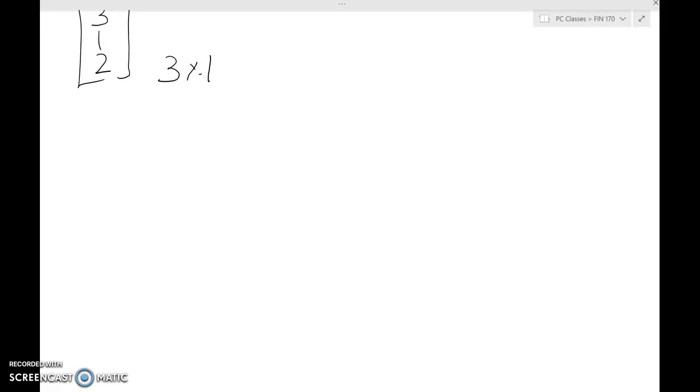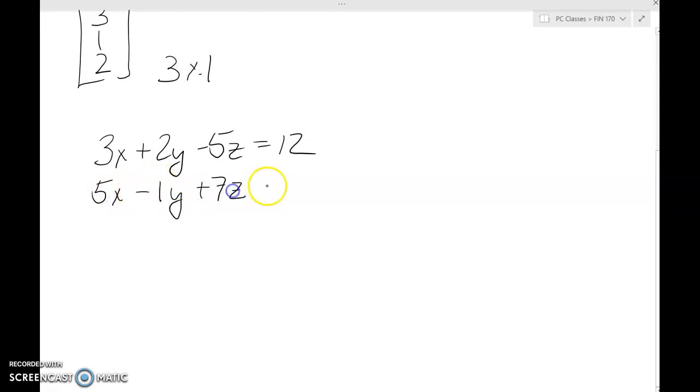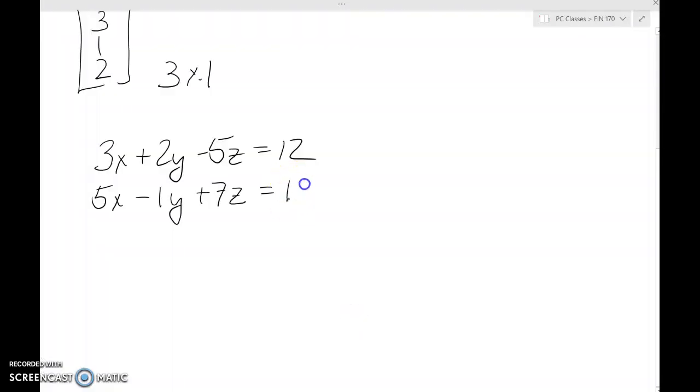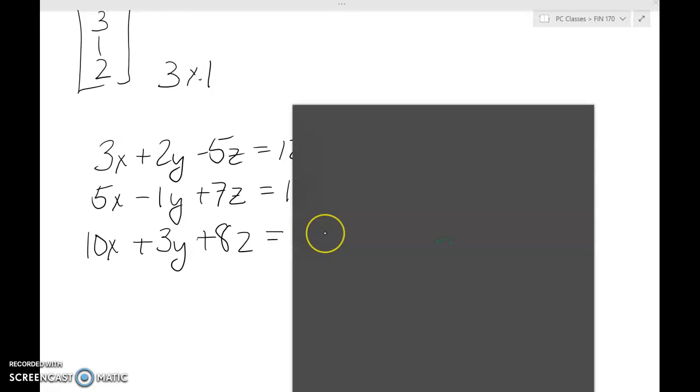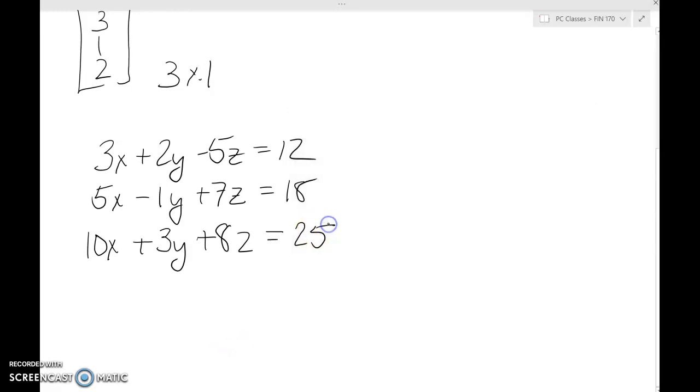But let's say that we have a system of equations like 3x plus 2y minus 5z equals 12, 5x minus 1y plus 7z equals 18, and then 10x plus 3y plus 8z equals 25. Now we have a system of equations. We have 3 unknowns, but we have 3 equations.